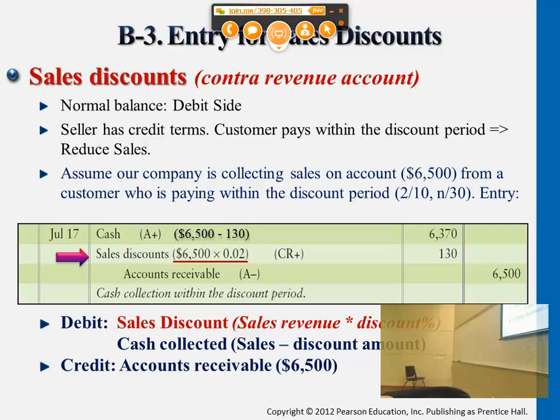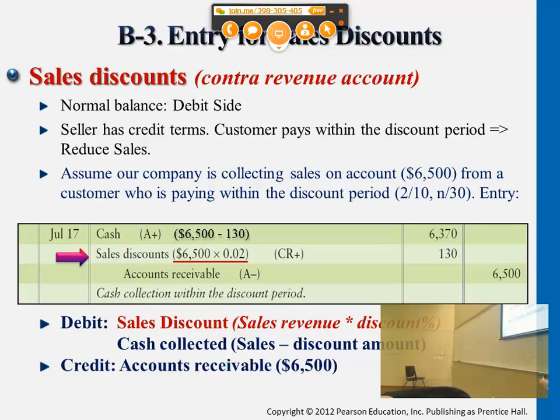Okay, so in this case, earlier we made, let's say, sales transactions worth $6,500. Originally, your company should be collecting $6,500. But since the customer pays within 10 days, still within the discount period, they get 2% off the $6,500.